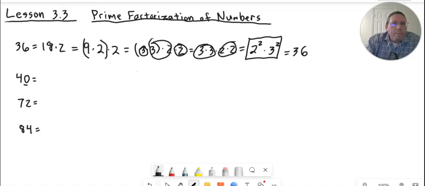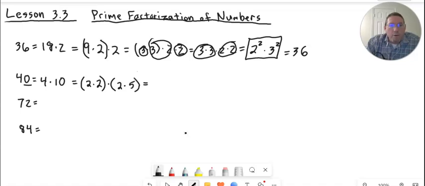Now, the great thing about something that ends with a 0 is anything that ends with a 0 is divisible by 10. So 40 is divisible by 10. And 40 divided by 10 is 4. So this is the same thing as 4 times 10. Okay? Now, 4 is composite and 10 is composite. So we can break them both down. 4 is the same thing as 2 times 2, and then times 10, which is the same thing as 2 times 5.